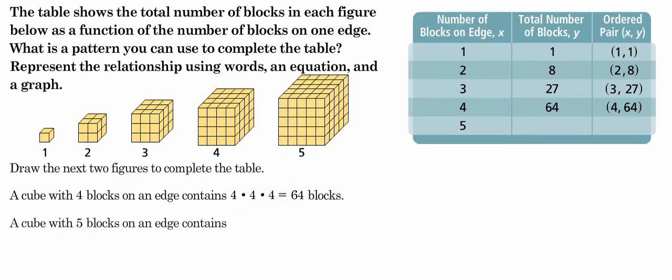A cube with 5 blocks on an edge contains 5 times 5 times 5, or 125 blocks.